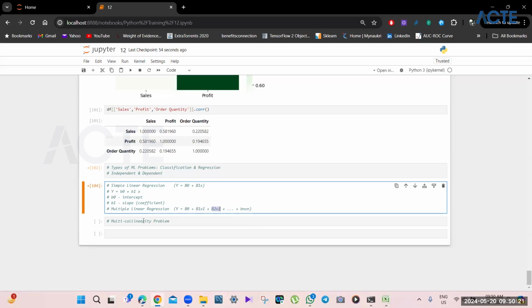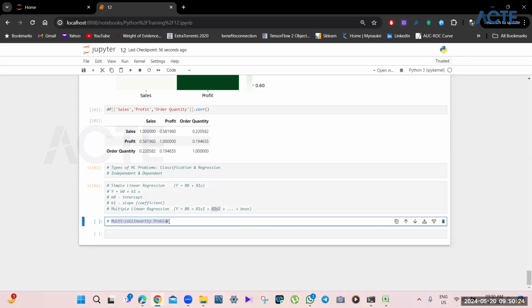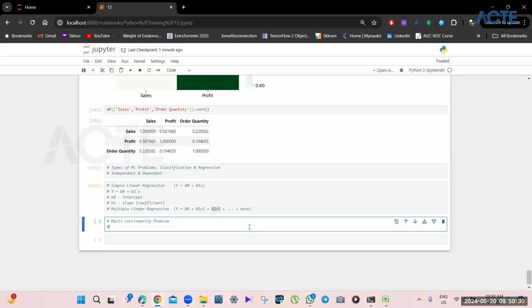And that problem is known as multicollinearity problem, where the independent variables are correlated. Ideally, independent variables should have no correlation between them. That is it. That is the first thing you should consider.